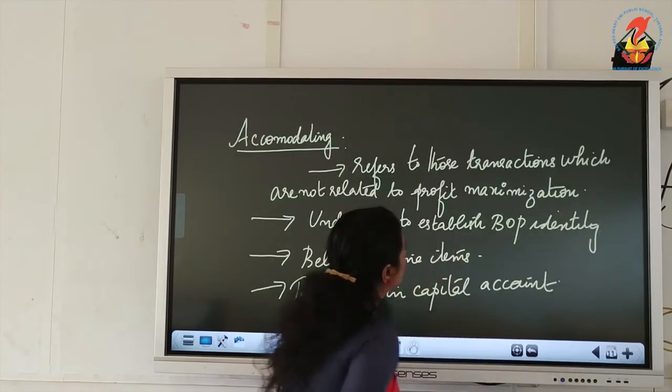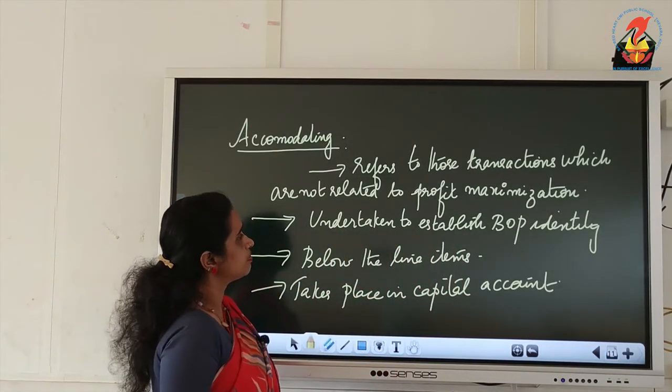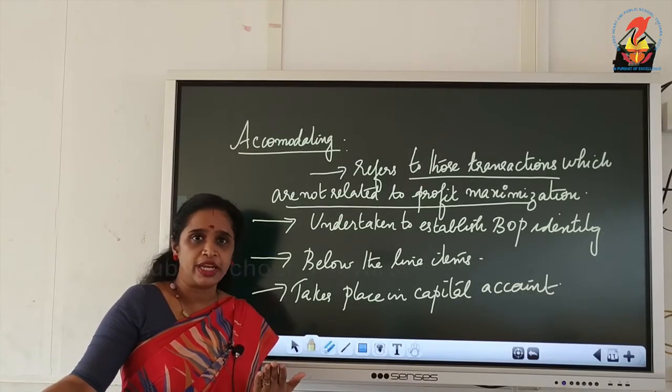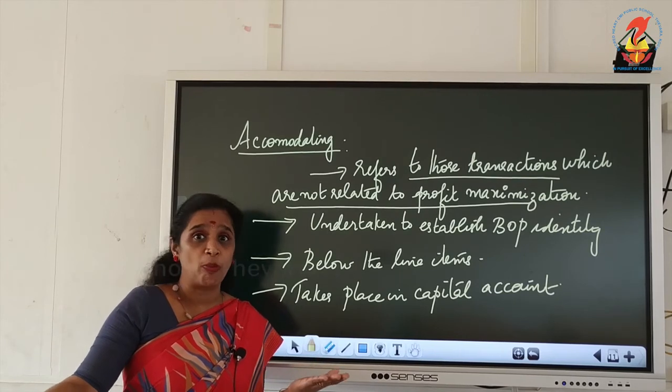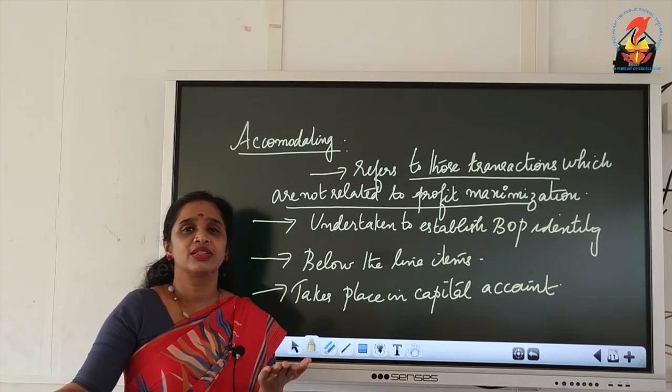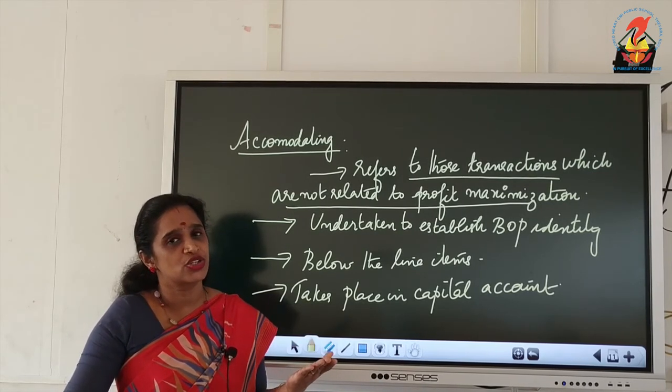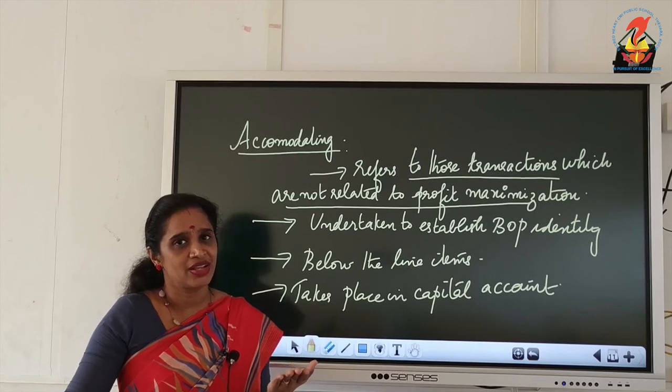Now, I will move on to accommodating transactions. Accommodating transactions are those transactions which are not related to profit maximization. They are not at all concerned about profit maximization, just about equalizing the debit side and the credit side. Just think about the accounting sense of BOP, equalizing the debit and credit side. When we look at the statement, we can't understand what the actual problem is. Both are equalized as 13,600 and 13,600. So, when you think about the accounting sense of BOP, the accommodating transaction will be very clear to you.